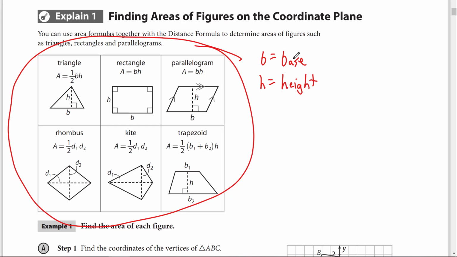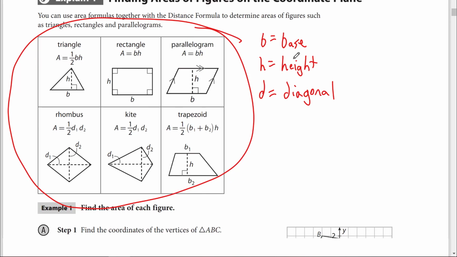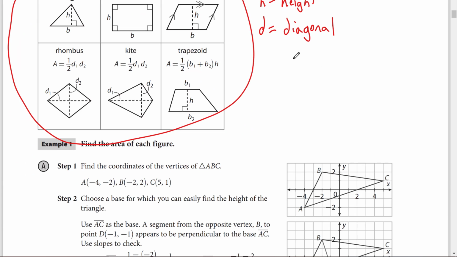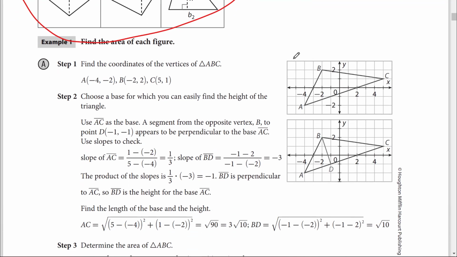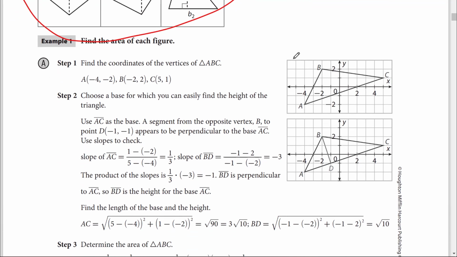So it's not always a side length. And D stands for diagonal, so that's from one point to the point opposite it. So they've given me these coordinates, and what I'd have to do is find the height. So I've already got a base, and you can pick any side. This example picked side A.